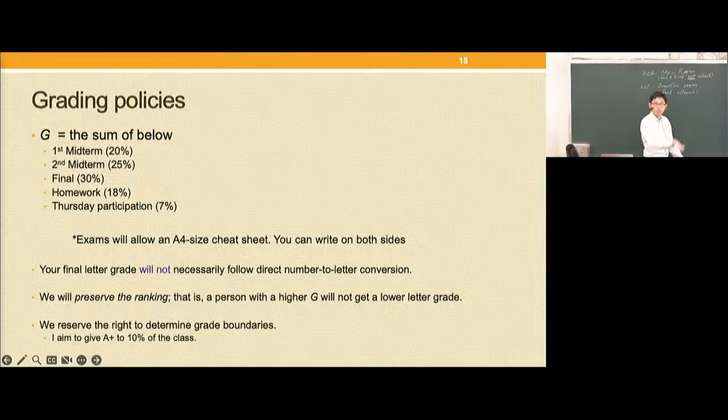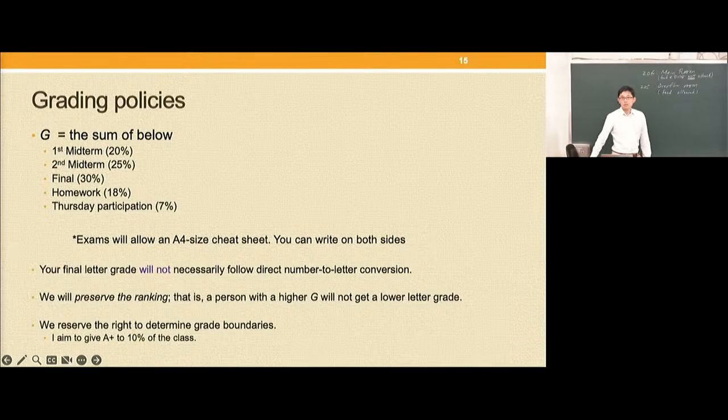In the past, sometimes I needed to raise the boundary. People are doing too well, right? And that really hurt in the past. So I hope that will not happen this year. And typically, I share with you, I aim to give A+ to about 10% of the entire class.